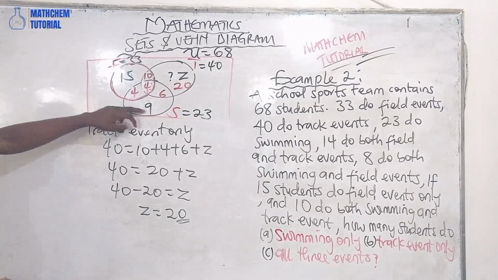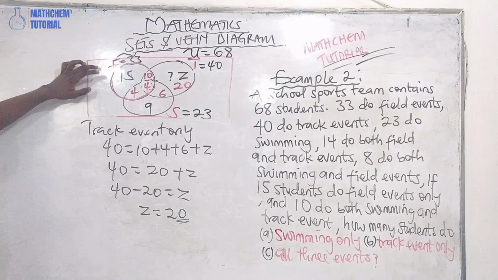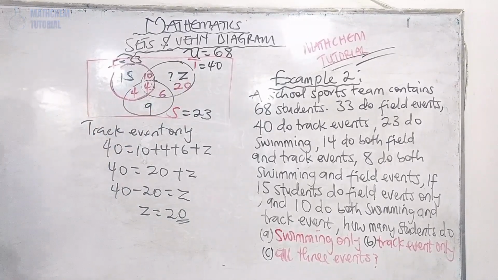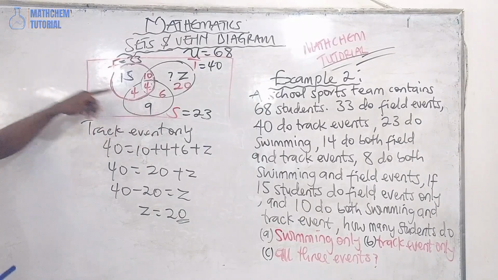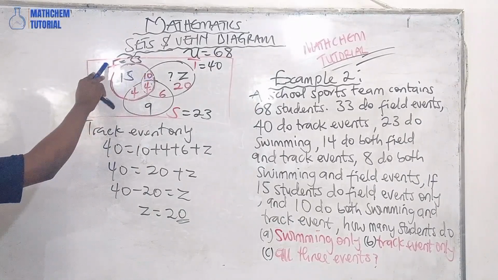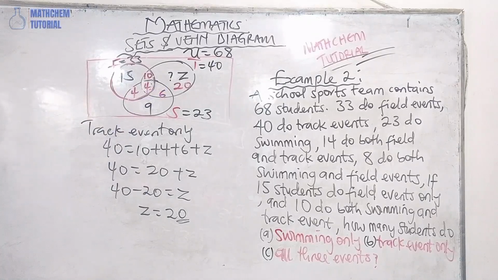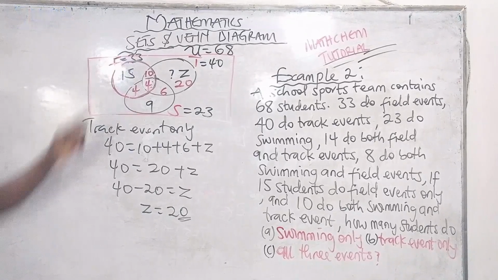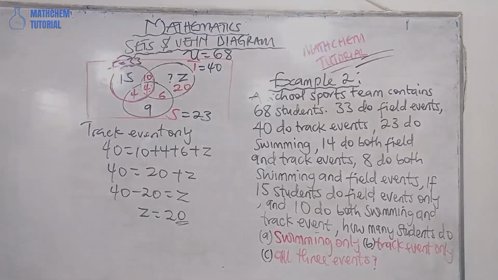9 students took only swimming, 15 took only field events, while 12 students took only track events, whereby 4 took both field and swimming only, 10 took both field and track events only, and 6 took both track and swimming only, while 4 took all the 3 sports, which are field event, track event and swimming.